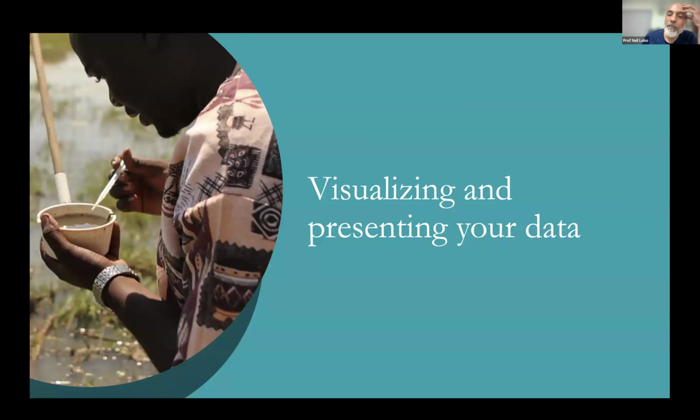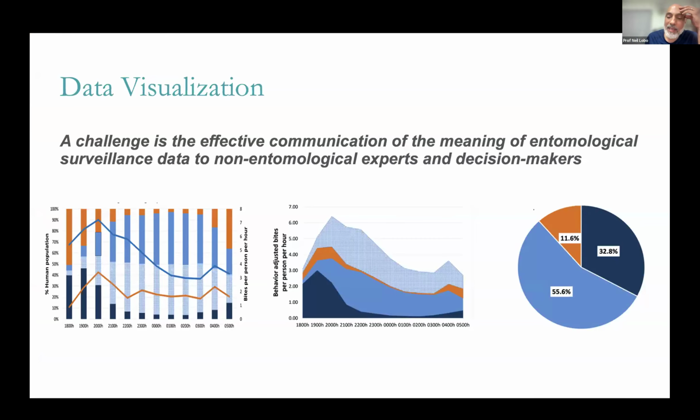So, how do we visualize and present our data in a manner that gets us what we need and gives the people we are presenting the data to the information they need to make the best decisions for them? So, a challenge is the effective communication of the meaning of our entomological surveillance data to non-entomologists who might be experts in their field and also decision makers.